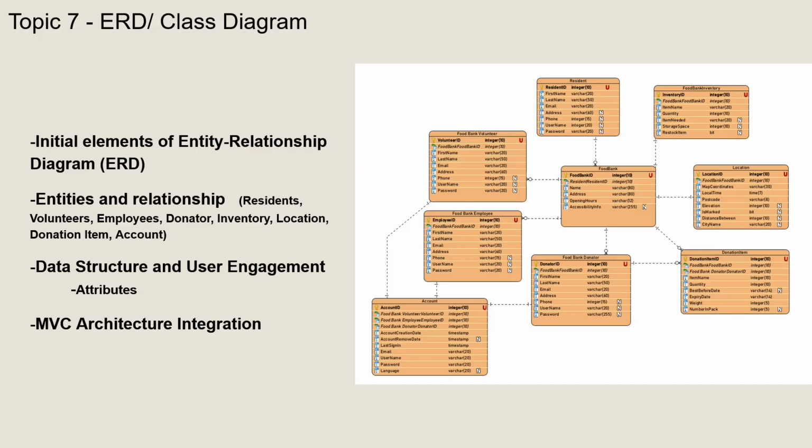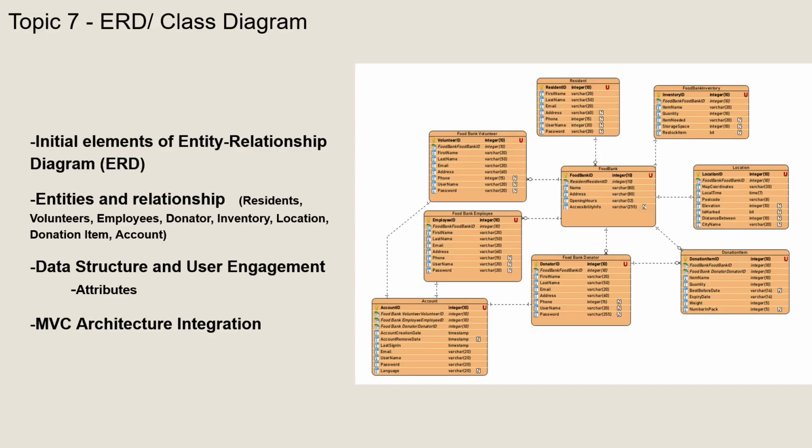So we have identified nine entities. The central entity is the food bank, which operates as the core entity. Let's look at the other entities: residents, volunteers, employees, and donators, which are the actors of our system. The other entities linked with these are inventory, locations, donation items, and accounts. Together, these entities form the dynamic system for our food bank web application, and they contribute to its functionality and efficiency.